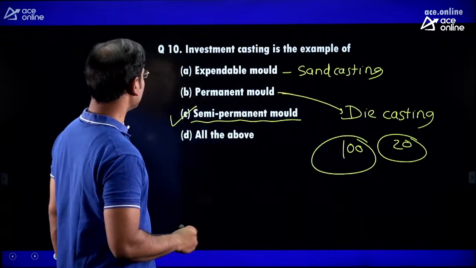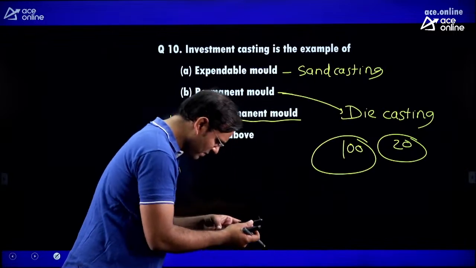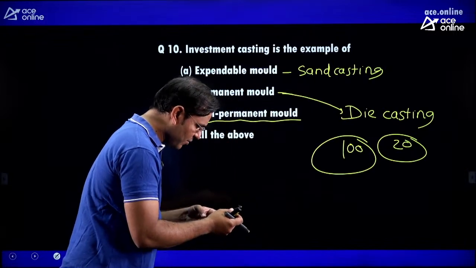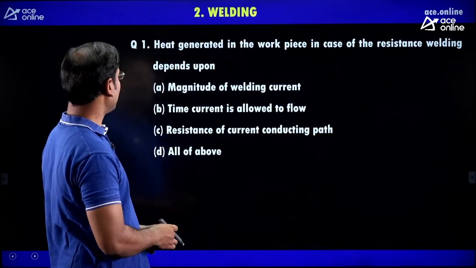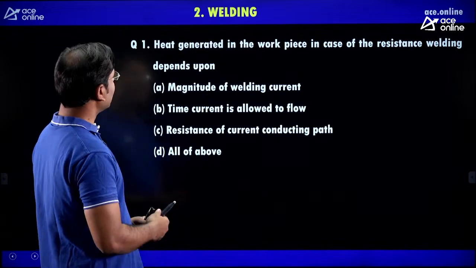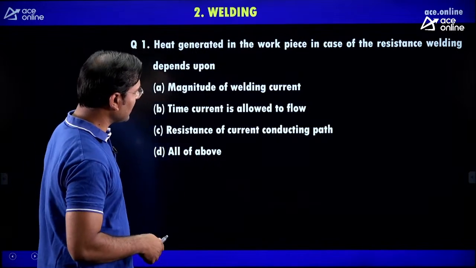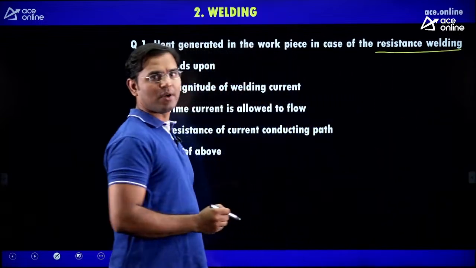Yes, this was the last question of casting, and now we need to move to the next chapter's questions, and that is the welding question. Now we need to increase our speed, right? Heat generated in the workpiece in case of resistance welding depends on what?